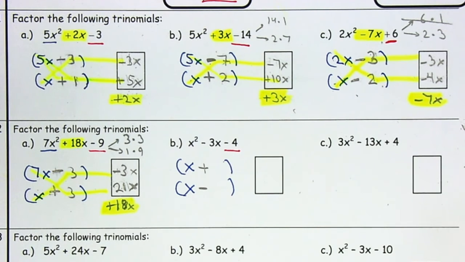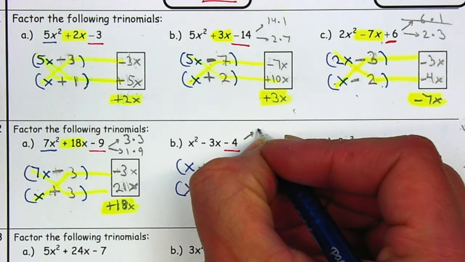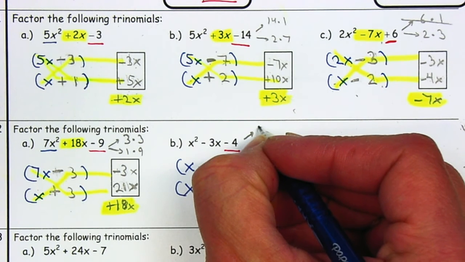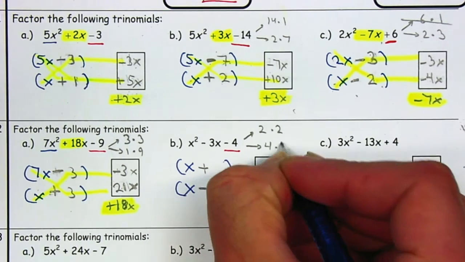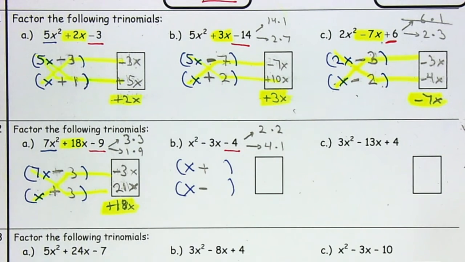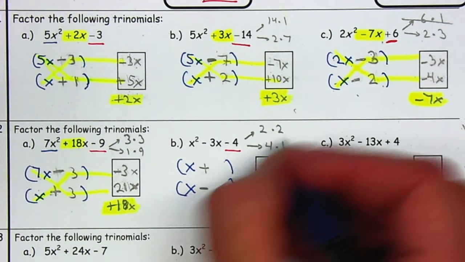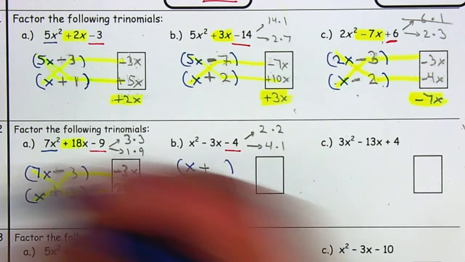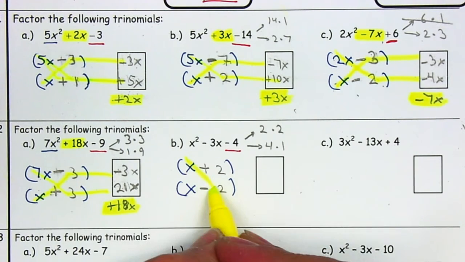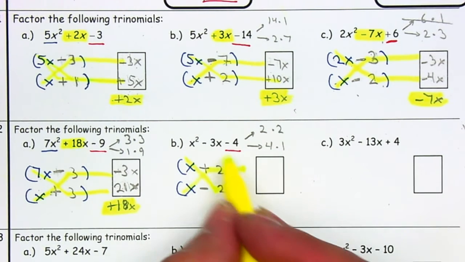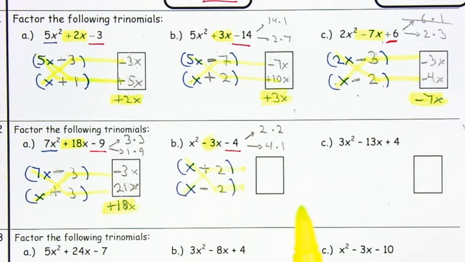So factors of 4 are 2 times 2 and 4 times 1. So let me use my 2 and 2. And let me multiply it out together. That gives me negative 2 and positive 2. Will that give you negative 3? No. So we can't use that, that won't work.